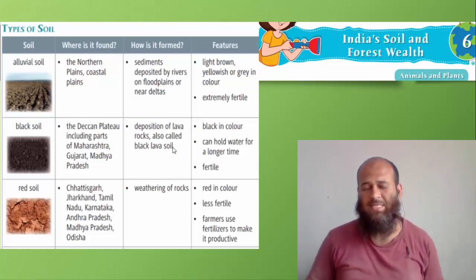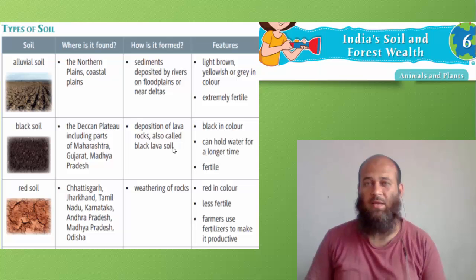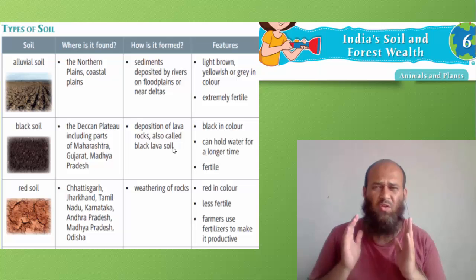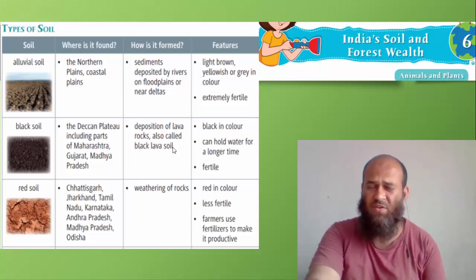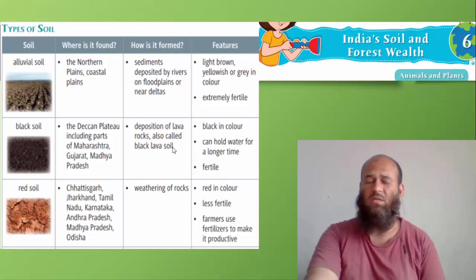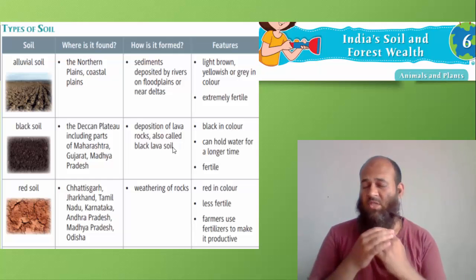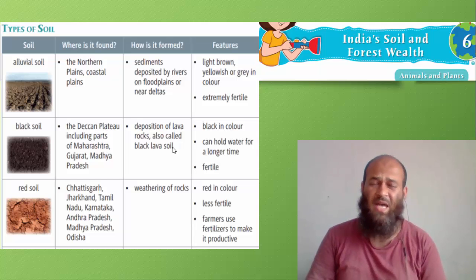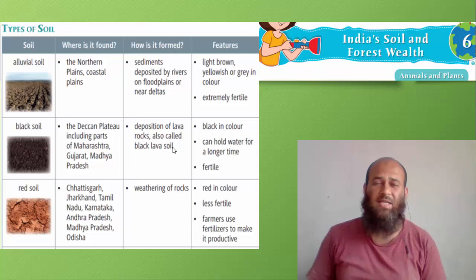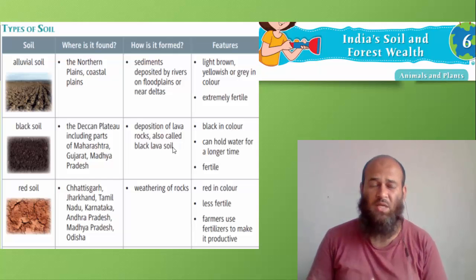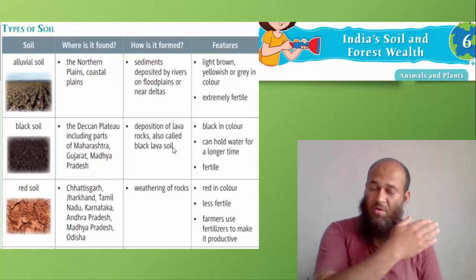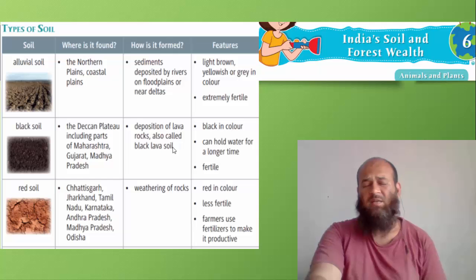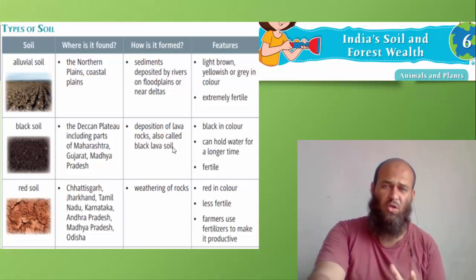Now, let's go to the next topic. Types of soil. Alluvial soil. Alluvial is the most fertile soil in the world. Most fertile means you can grow a variety, almost all types of crops in alluvial soil. It is a farmer friendly soil. And if you remember the previous lesson, Northern Plains, we find too much alluvial soil over there.